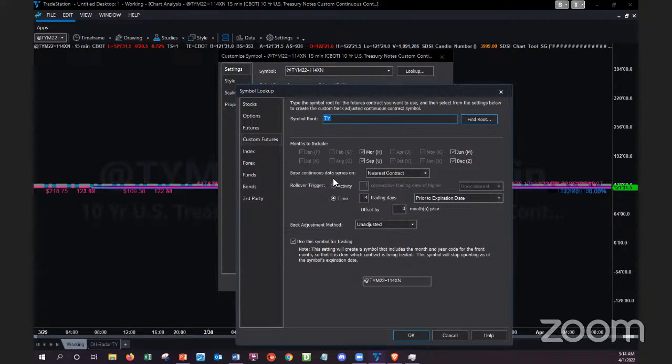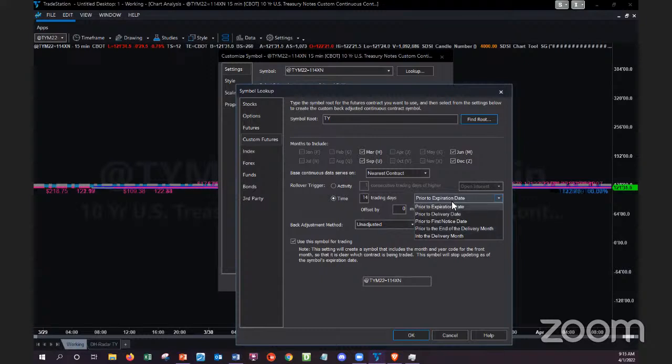And what do we want to base the data series on? The nearest contract. Okay, we have choices here. We can go to the second nearest, third nearest. Typically when you're trading futures, you want the front month contract, which is the nearest contract. Then we have time as the expiration, and it's 14 days prior to expiration date. We can do prior to delivery date, first notice, whatever.